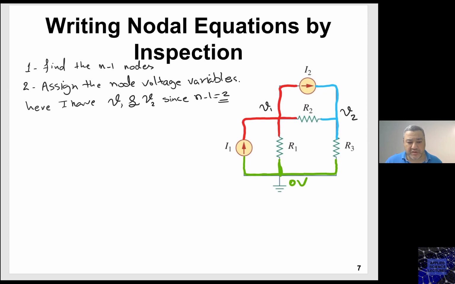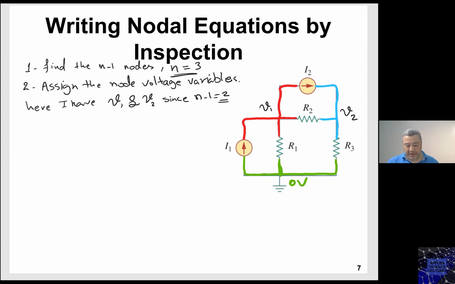Yes, what's your question? No, no. N is the total number of nodes. Now look, how many nodes do I have here? I have the red, I have the green, I have the blue. So here N is 3. N is the total number of nodes. Okay. So we assigned our variables. Our variables are the node voltages. I have V1 and V2.